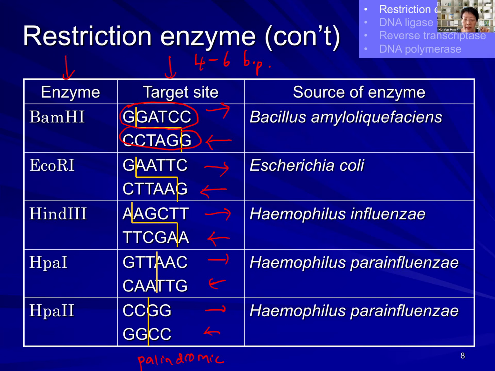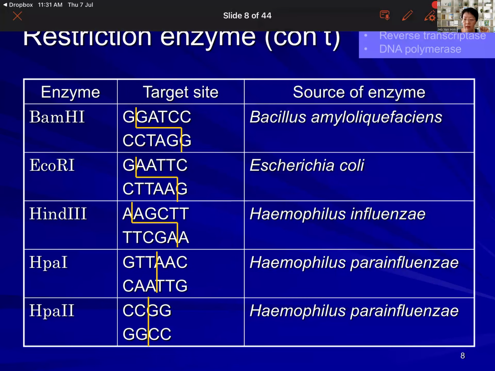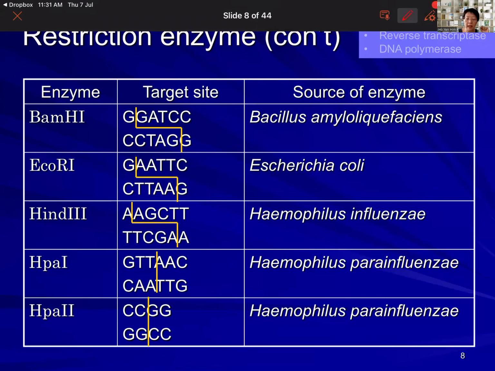Next, when they cut the DNA, they can cut it in two ways. You can see here, this is the first way, and this is the second way. In the first way, they cut in a staggered manner. Staggered means it's like a staircase. In the second way, they cut straight down. It's not staggered. When they cut in a staggered manner, the DNA that's produced will look like this already.